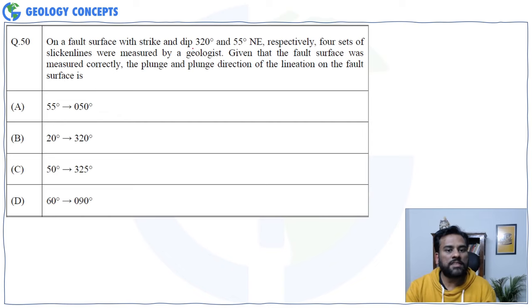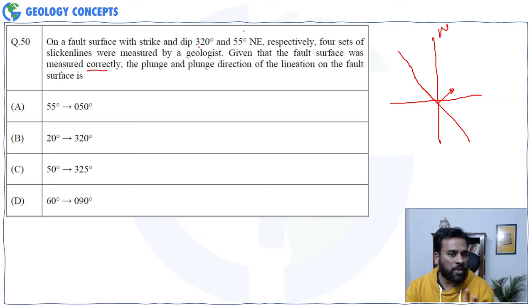Fault surface with strike 320 and 55 degree northeast dip. So this is north, 320 is the strike, and this direction is the dip, 55 degrees. Four sets of slickenlines were measured by geologists. Given that the fault surface was measured very accurately, with no approximation, what are the plunge and the plunge direction of the lineation on the fault surface?